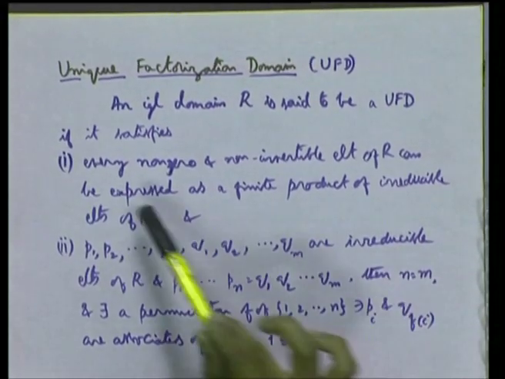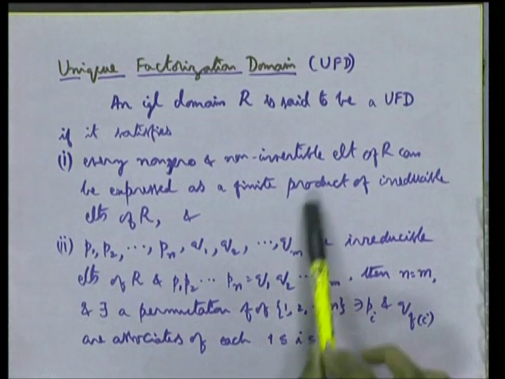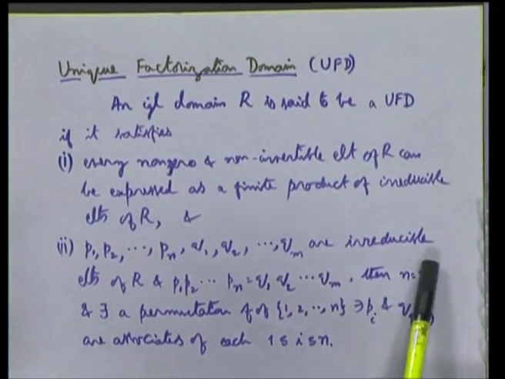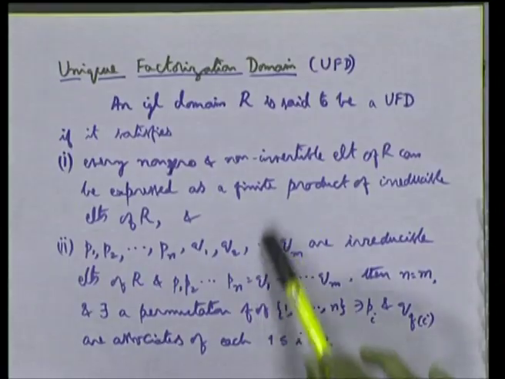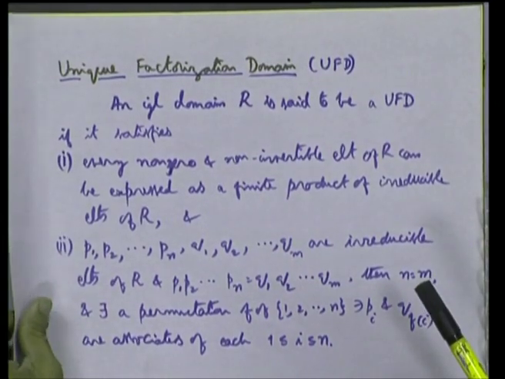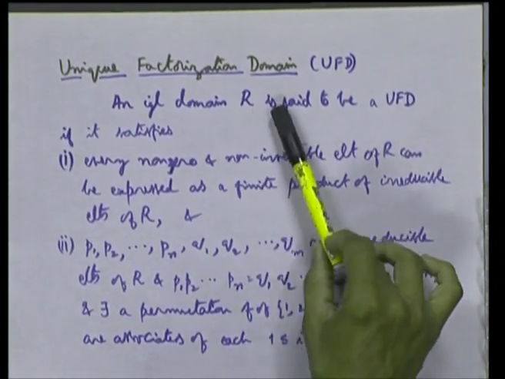These two conditions in fact tell us that every non-zero non-invertible element of R can be uniquely expressed as a product of irreducible elements of R. This is something like the prime factorization theorem in arithmetic. There we saw that every positive integer can be factorized into a product of primes uniquely. So, this is a generalization of that. Now, let us look at examples and non-examples of unique factorization domains.